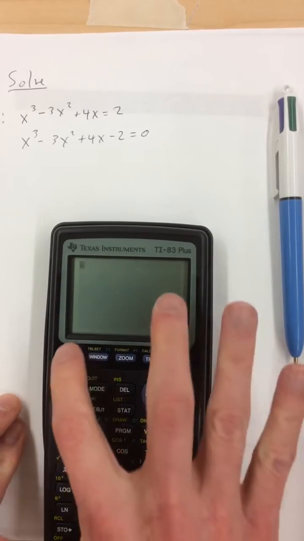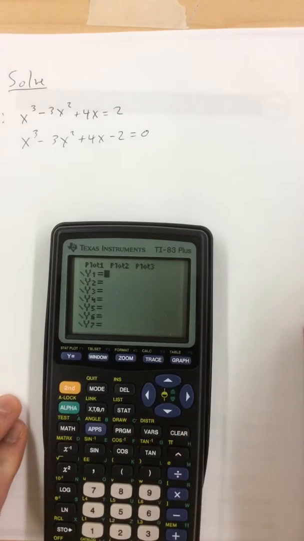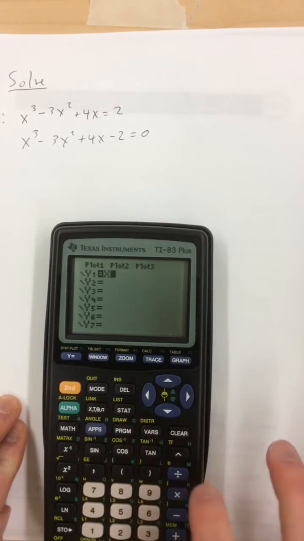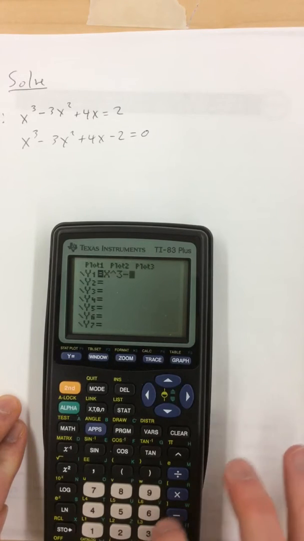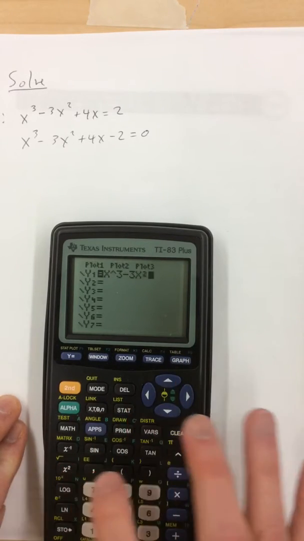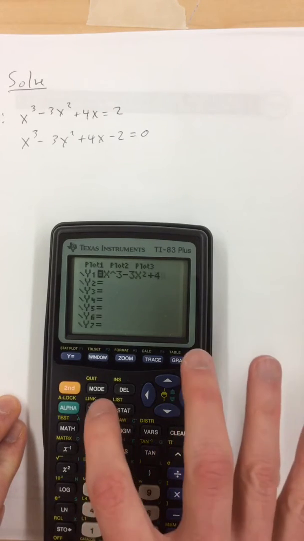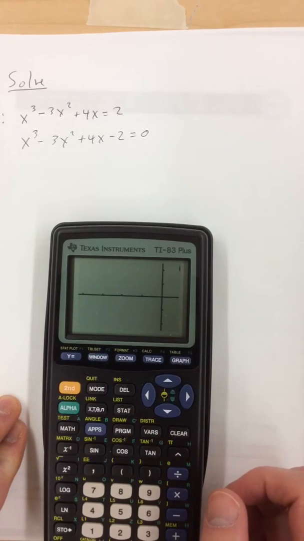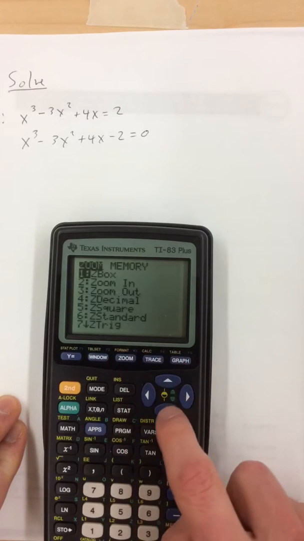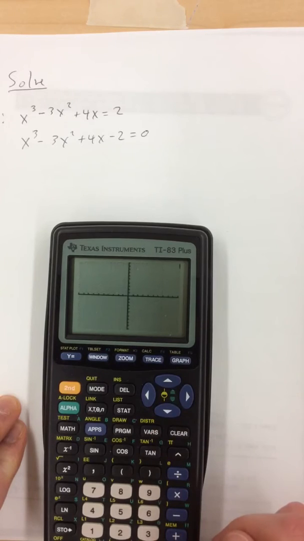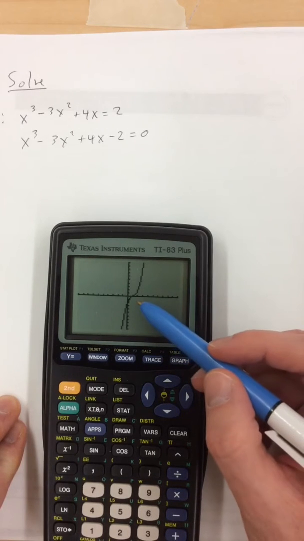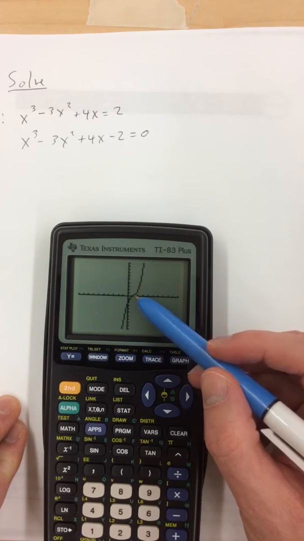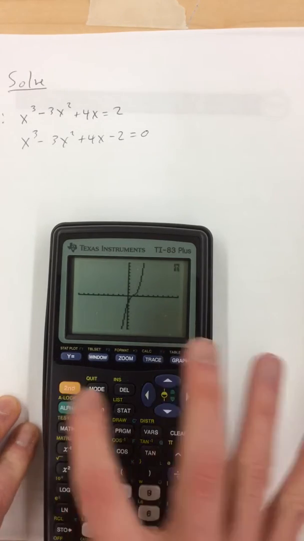So I'm just going to put this into my calculator and see if I can find a zero for this. So we've got x to the third power minus 3x squared plus 4x minus 2. I'm just going to graph that, and zoom standard so I can hopefully see a better version of this graph. Okay, so I see that this graph hits the x-axis right about there. That's about where the zero is. But about there isn't quite good enough, so I actually want to find out exactly what it is.